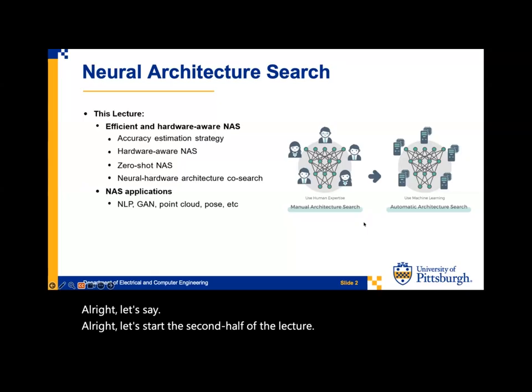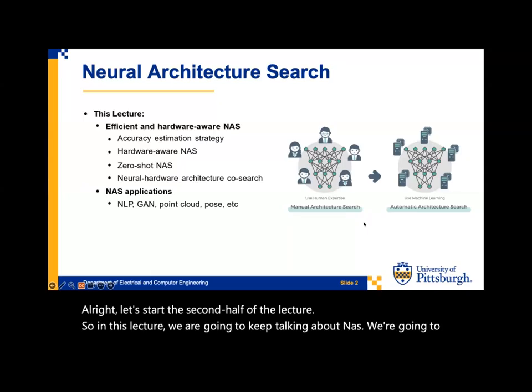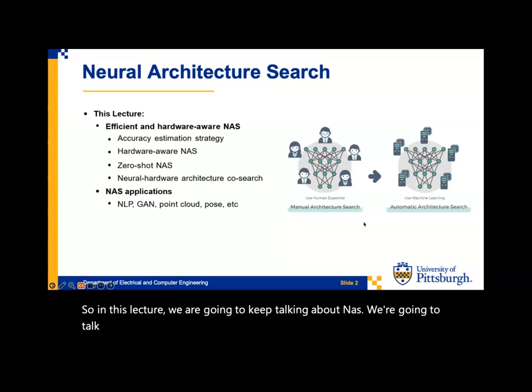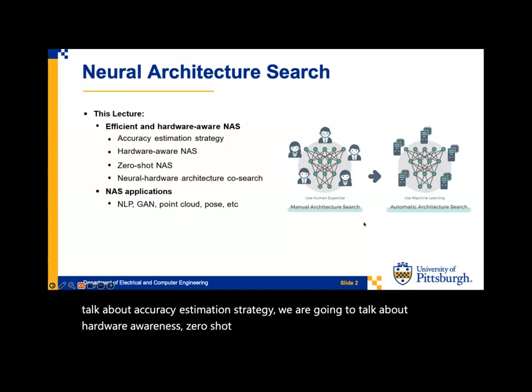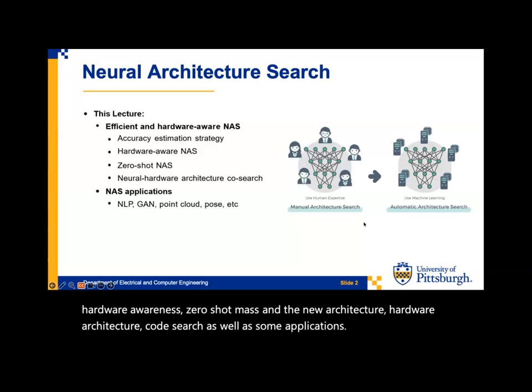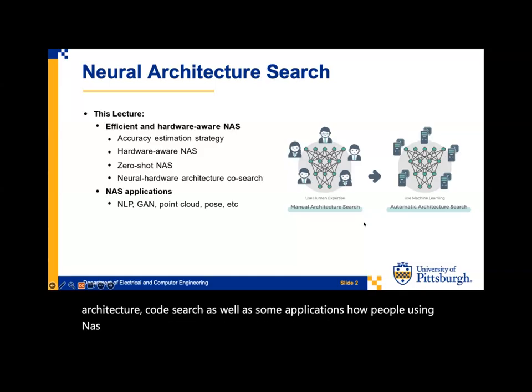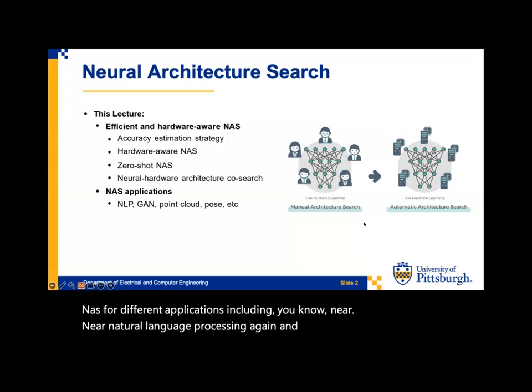Right. So in this lecture, we are going to keep talking about NAS. So we're going to talk about accuracy estimation strategy. We are going to talk about hardware-aware NAS, zero-shot NAS, and the new hardware architecture co-search, as well as some applications, how people are using NAS for different applications, including natural language processing, GAN, and point cloud, pose estimation, etc.